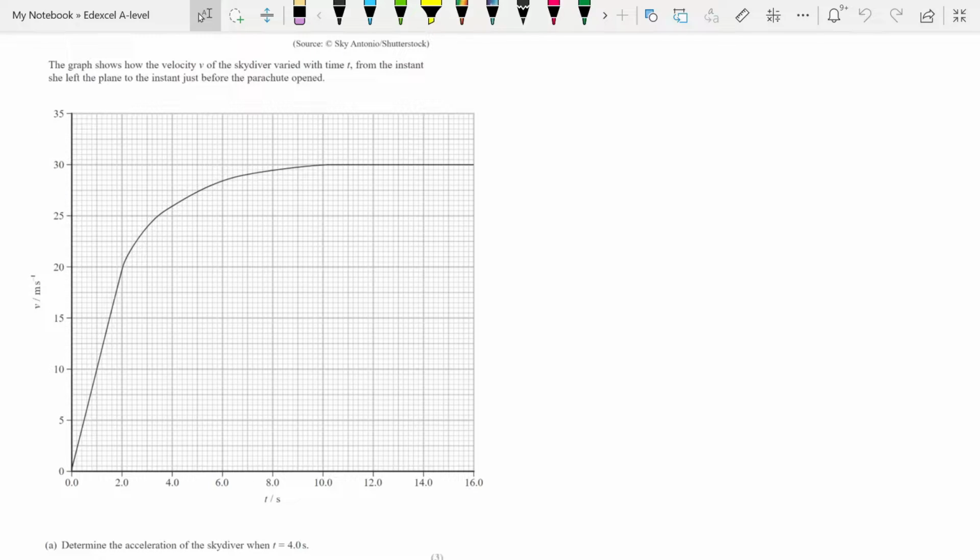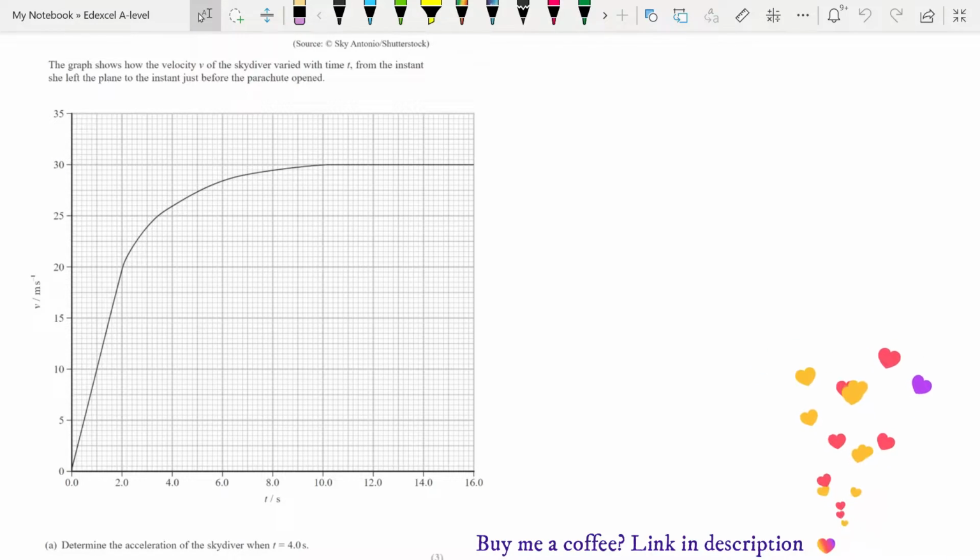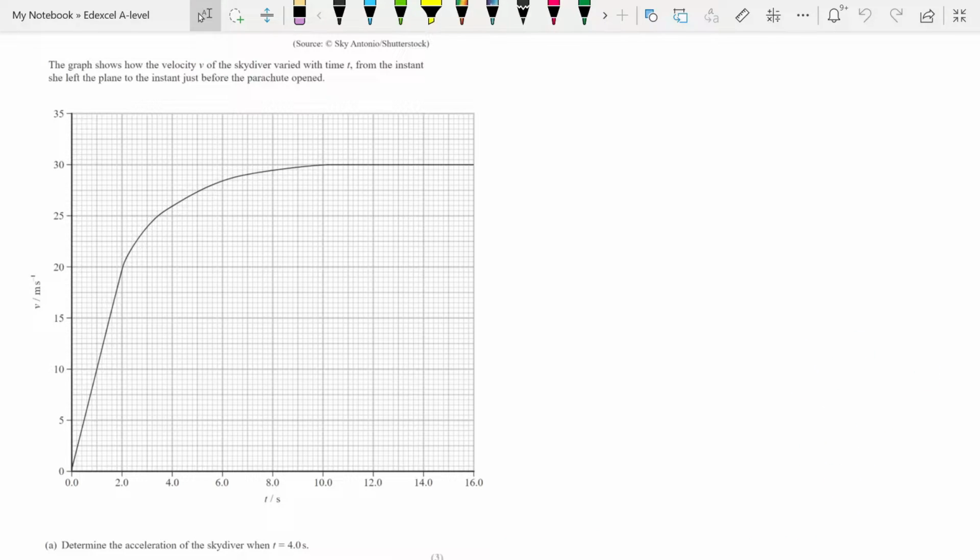Fair enough. We want to determine the acceleration of the skydiver. Now, we know that the gradient of a velocity time graph gives us acceleration. The problem that we may have is, of course, if the graph is curved, how do you find the gradient? This comes up an awful lot. For this, you have to draw a tangent to the curve, and you have to be very skilled at this. So let's have a go.